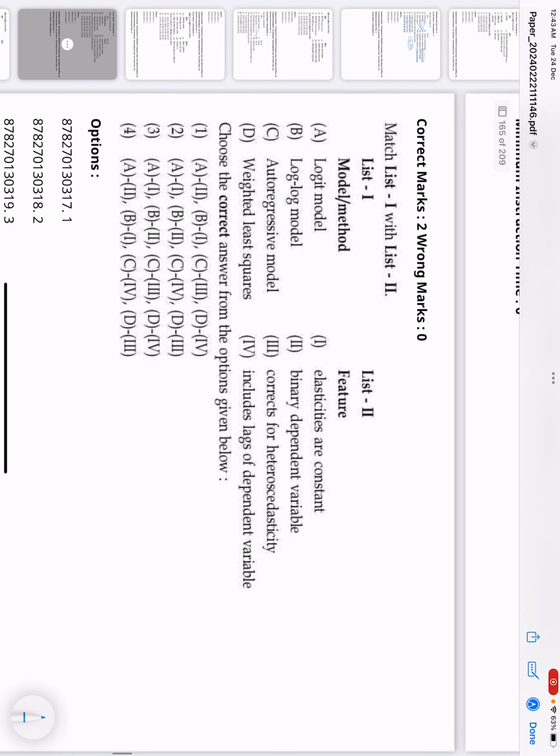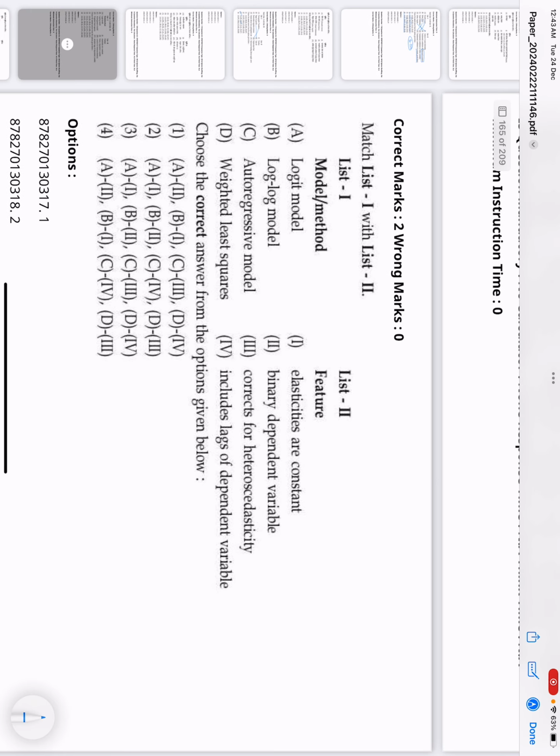Okay. Now, log model would mean elasticities are constant. The coefficients are, okay, so this would be removed. Weighted least square corrects for heteroscedasticity. Autoregressive model includes lag of dependent variable. Logit model, okay, this was fairly basic. A2, B1, C is 4.